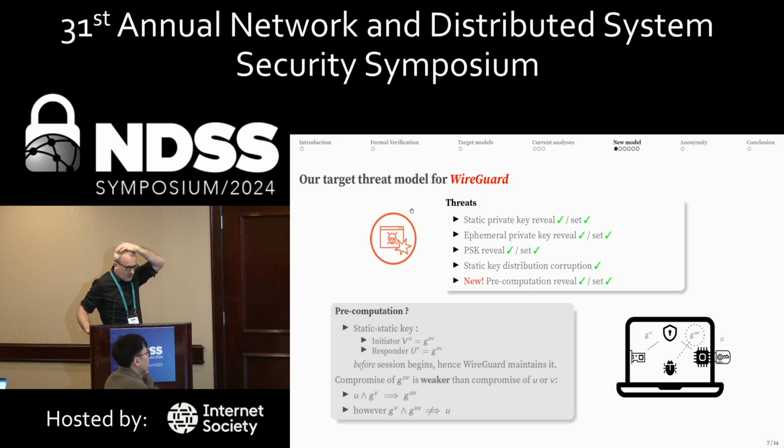If you see the pictures on the right, an adversary that has access to the private key U and the public key G to the V has obviously access to the pre-computation. Otherwise, the inverse is false. An adversary that has access to the pre-computation G to the UV and the public key G to the V has no access to the private key U because of the Diffie-Hellman assumption.